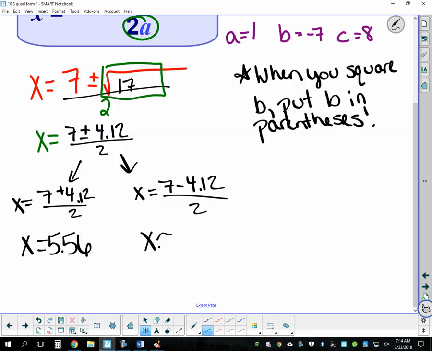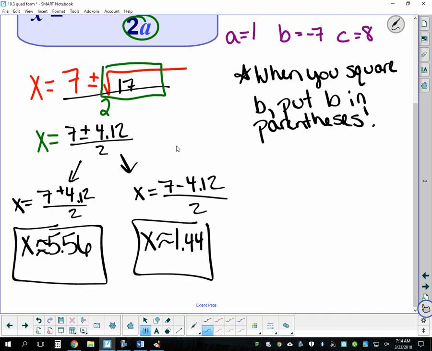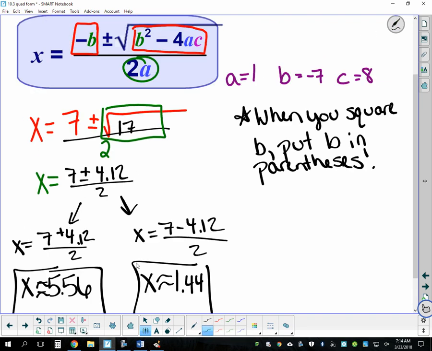And technically I should be using the squiggly equal signs because these are not precise answers, they are approximate. In the next chapter, we'll learn how to get precise, exact answers, but for now, these approximate ones are just fine. Okay? So long explanation, hopefully you caught everything.